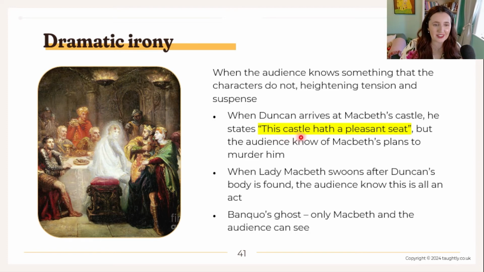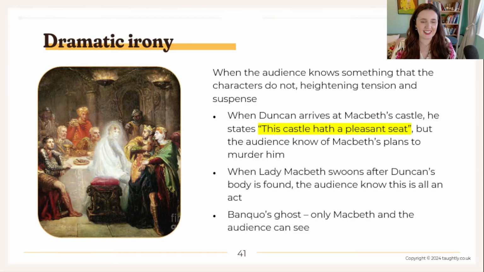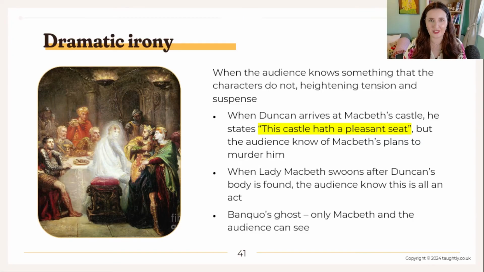And so he says, "This castle hath a pleasant seat." Like, oh, what a beautiful place it is here. But we know that he's going to think that this castle is anything but beautiful in his final moments when he's stabbed to death in his sleep. Thanks, Macbeth, for that. When the characters find King Duncan's body, Lady Macbeth very dramatically swoons. She faints, right? But the audience know that this is all an act, so we can see her manipulation.